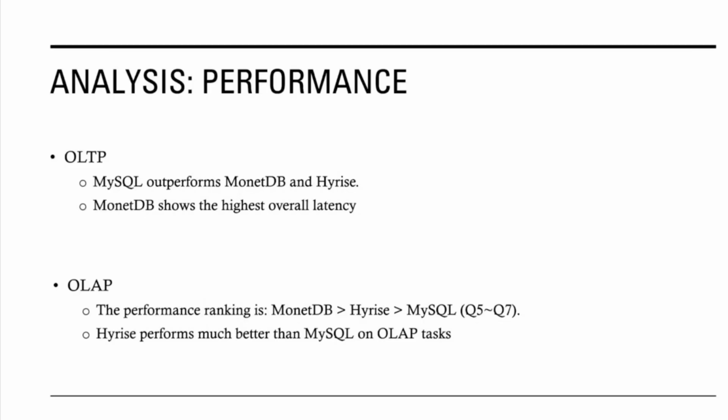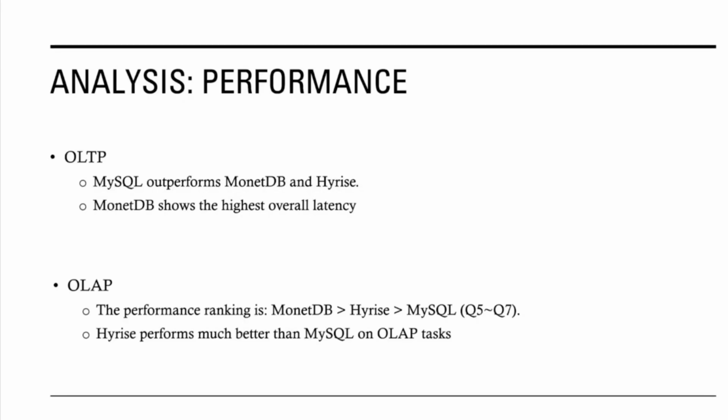Next, about the OLAP queries, MonetDB was the fastest, particularly in query 7, the join and aggregate query. It processed the query over 50 times faster than MySQL. This happens because column stores only read the columns required by the query, avoiding unnecessary I/O cost.